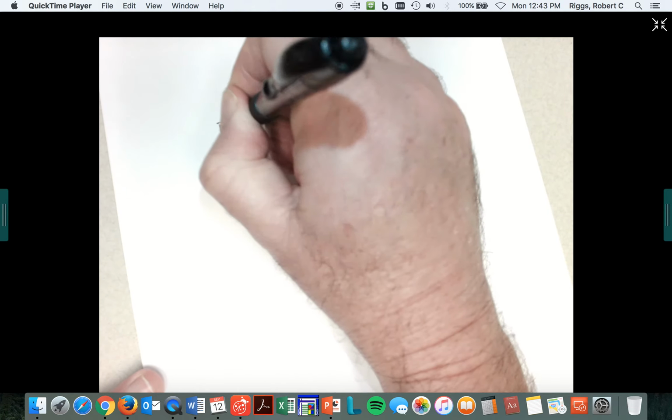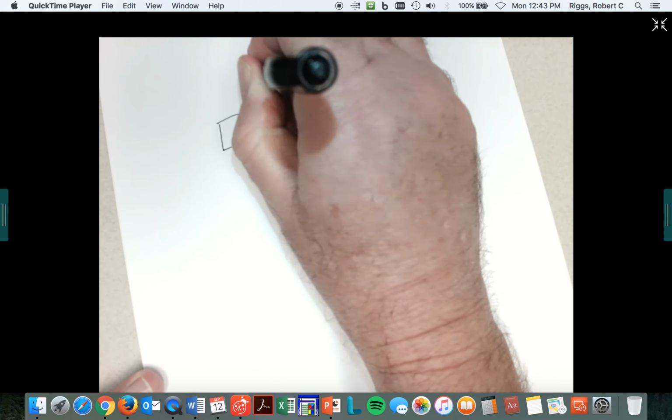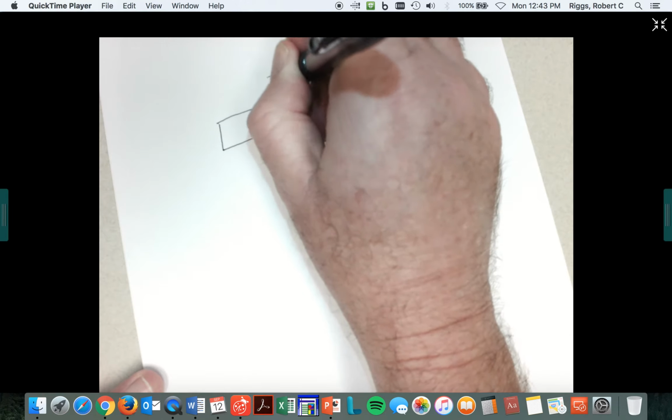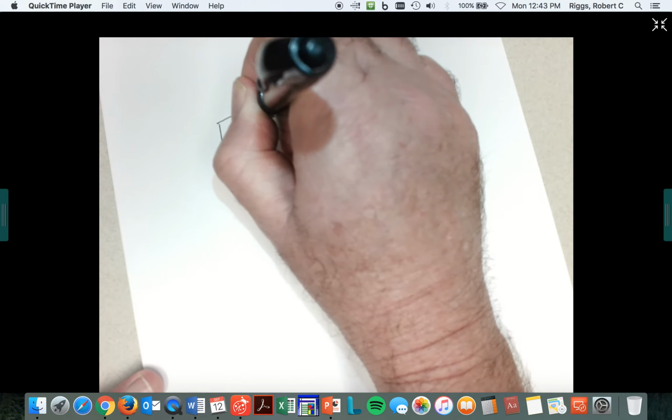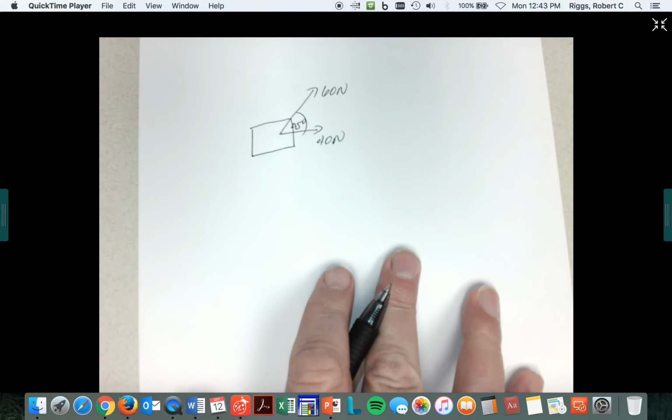All right, so we've got a block, and the only forces acting on it are 40 newtons this way and 60 newtons this way, at a 45-degree angle. First of all, let's start with the free body diagram.